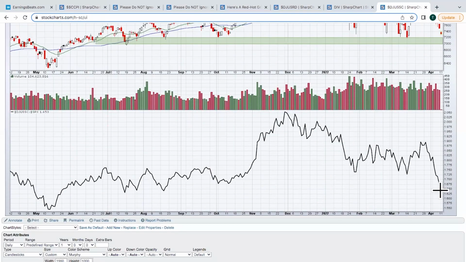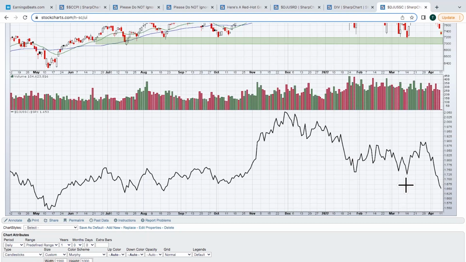Look at the relative strength of semiconductors, or more appropriately, the relative weakness. This whole group has been under pressure now for about 4 or 5 months. It's continuing, and it's actually even accelerating to the downside. So you got to be careful on the semiconductors.